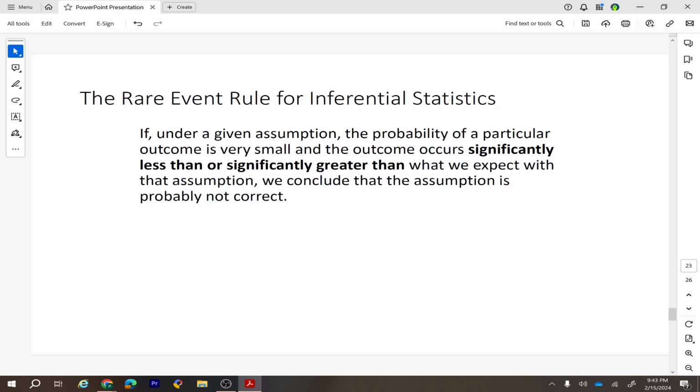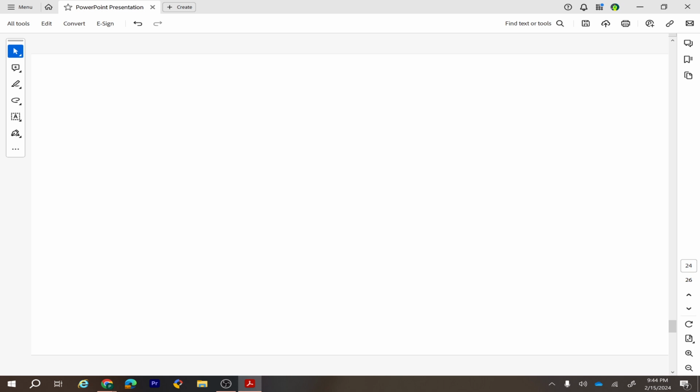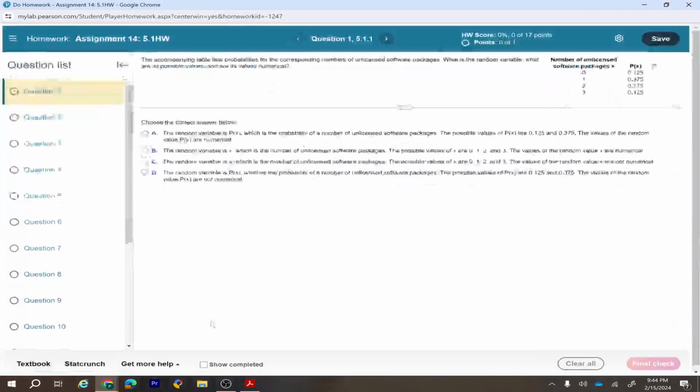So the rare event rule for inferential statistics: if under a given assumption the probability of a particular outcome is very small, and the outcome occurs significantly less or significantly greater than expected, then we conclude that the assumption is probably wrong. That's the topic here in section 5.1. Let's do some examples and then use these values.